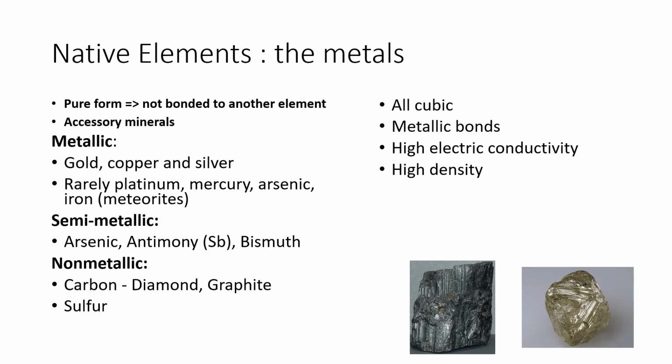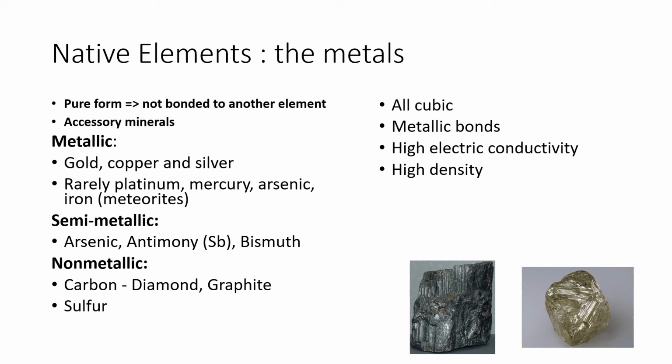So native elements, or the metals, in their pure form are not bonded to another element. Okay, they are also known as accessory minerals. So the metallics are gold, copper, and silver. Rarely you'll find platinum, mercury, arsenic, and metallic iron, which you tend to find in meteorites. Semi-metallic are arsenic, antimony, and bismuth, and antimony is super explosive, by the way. I'm going to put up a YouTube video for you guys so you can actually see how explosive this is, because it's cool. Non-metallics are carbon, like diamond and graphite, and then you have sulfur.